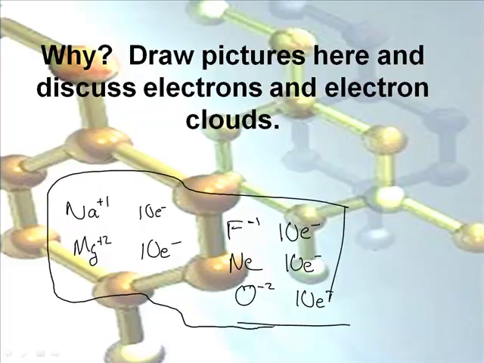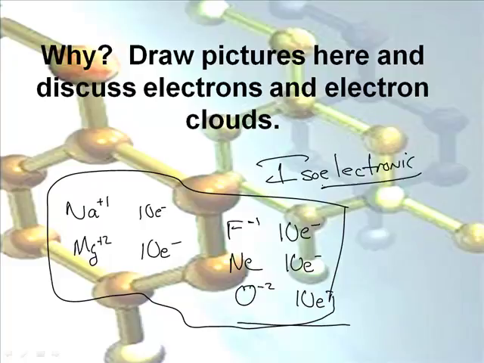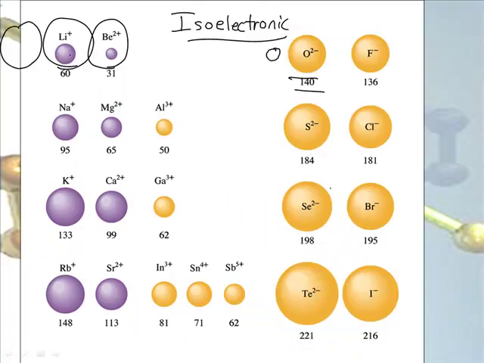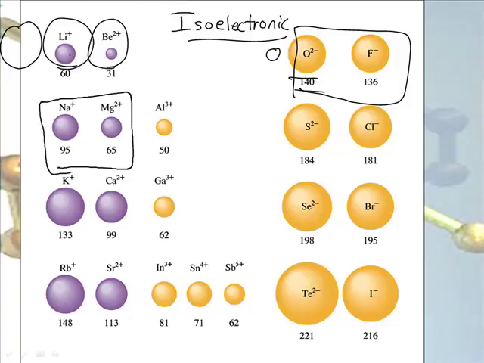All of these have the same electron configuration as neon, and they all have 10 electrons, so we call them isoelectronic. But the difference with these atoms is they have different numbers of protons. Since they have different numbers of protons but the same number of electrons, they're going to have different sizes. If we go back to that table and compare sodium, magnesium, oxygen, and fluorine, the one that has the least number of protons is the biggest.